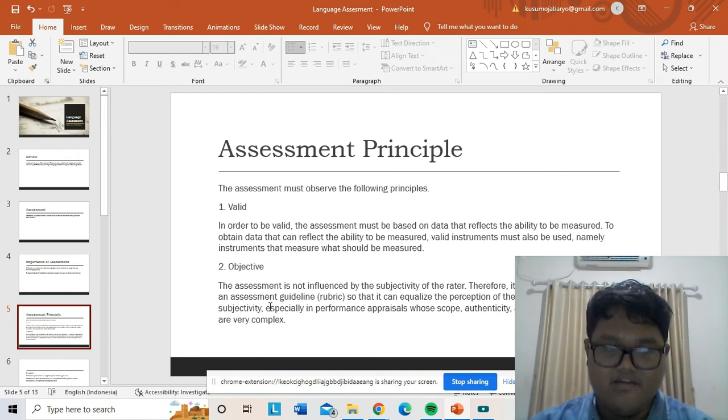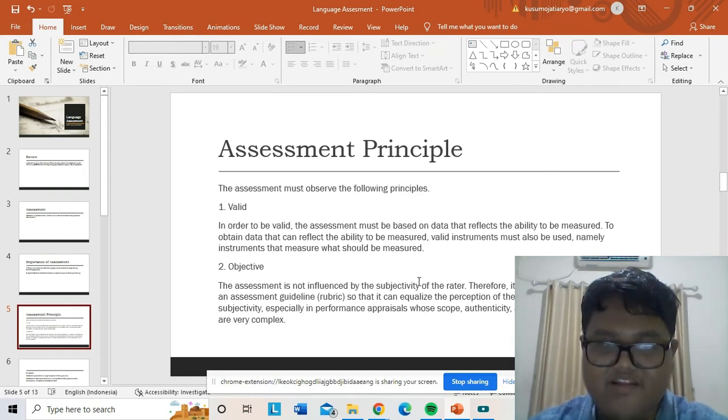The assessment principles. The assessment must observe the following principles. The first is valid. In order to be valid, the assessment must be based on data that reflects the ability to be measured. Valid instruments must also be used, namely instruments that measure what should be measured.